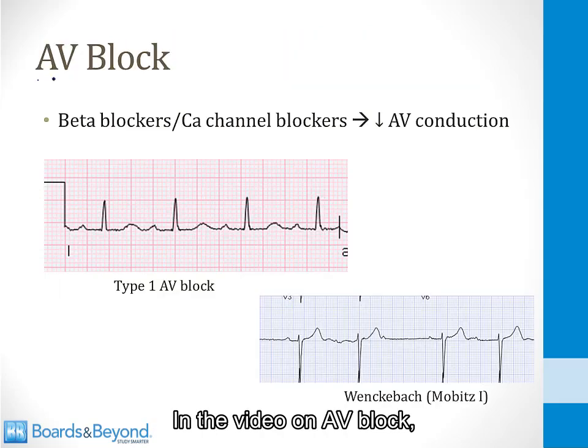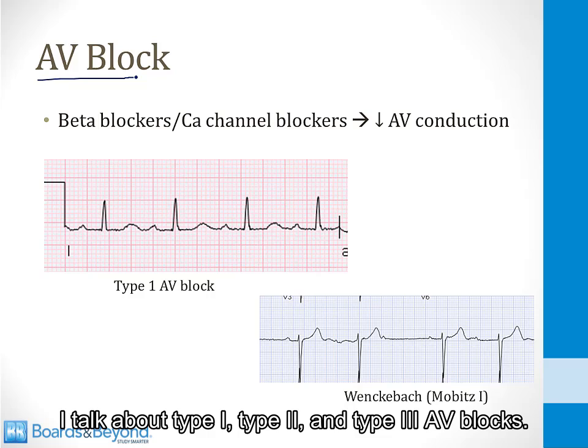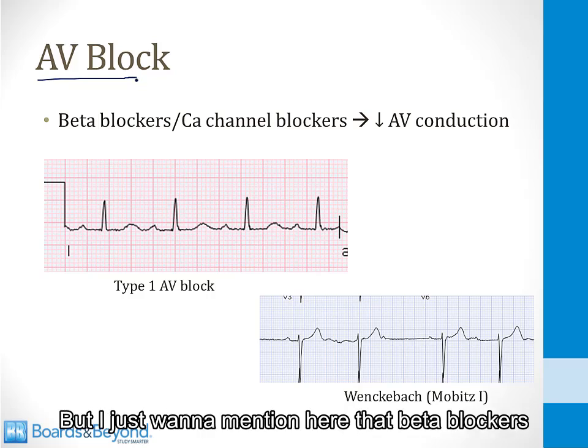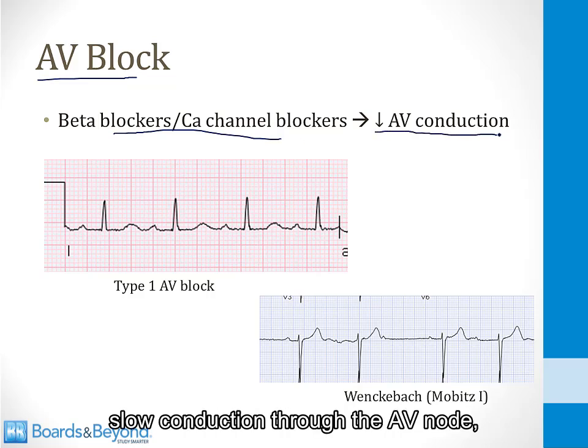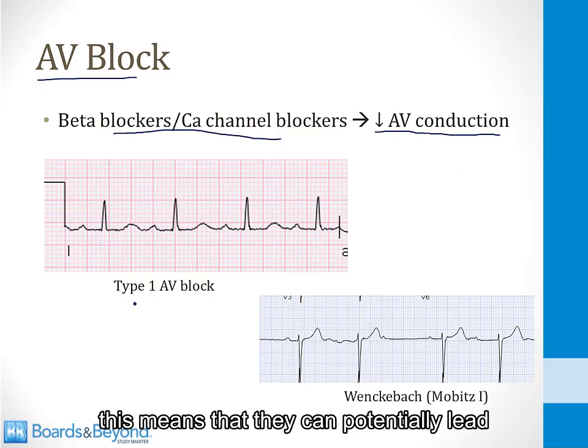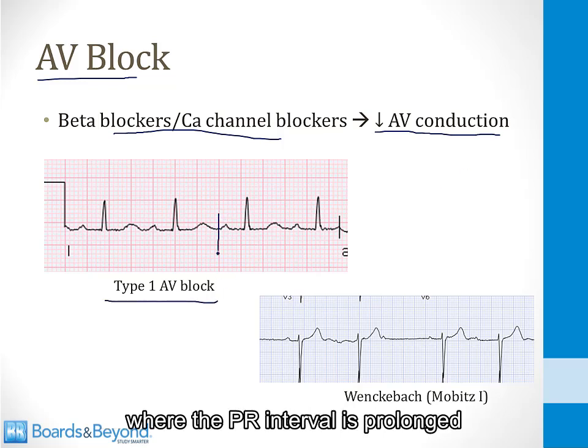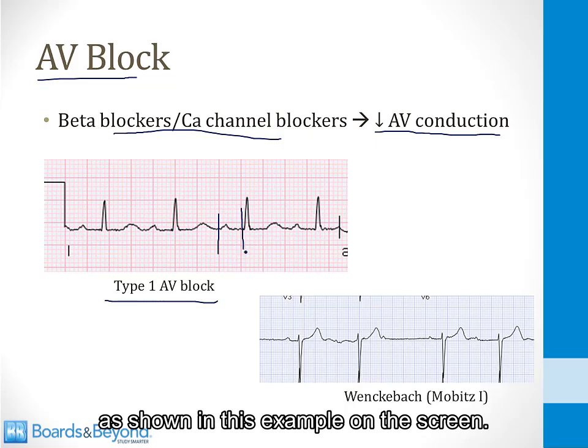In the video on AV block, I talk about type 1, type 2, and type 3 AV blocks, but I just want to mention here that beta blockers and calcium channel blockers slow conduction through the AV node. This means that they can potentially lead to a type 1 AV block where the PR interval is prolonged, as shown in this example on the screen.